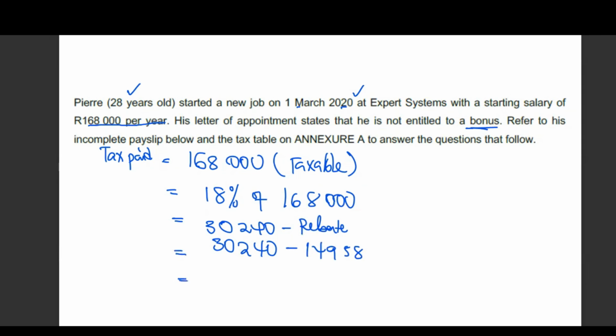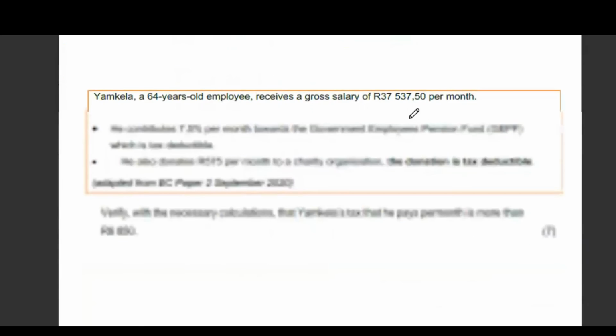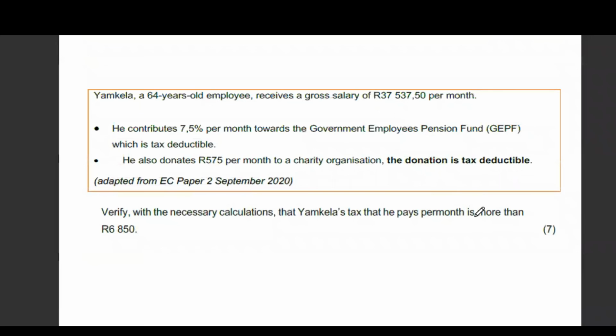So the person has annual tax paid as 15,282. Sorry, this is annual. So if you need monthly, you divide that by 12. So per month, the person pays 1,273.50 cents. This is per month. All right, we go to another last example here that we have. This is interesting a little bit.